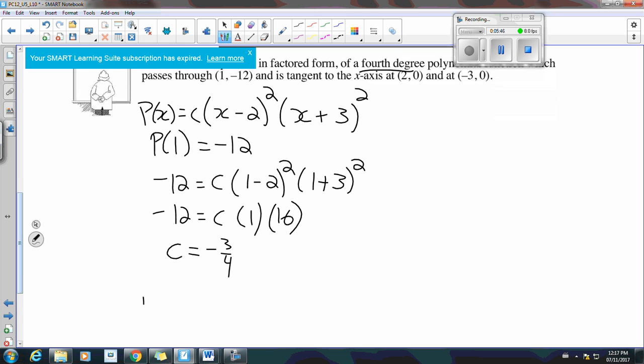So putting it in factored form, they don't often ask for it in expanded form. Usually we can leave it in its factored form.